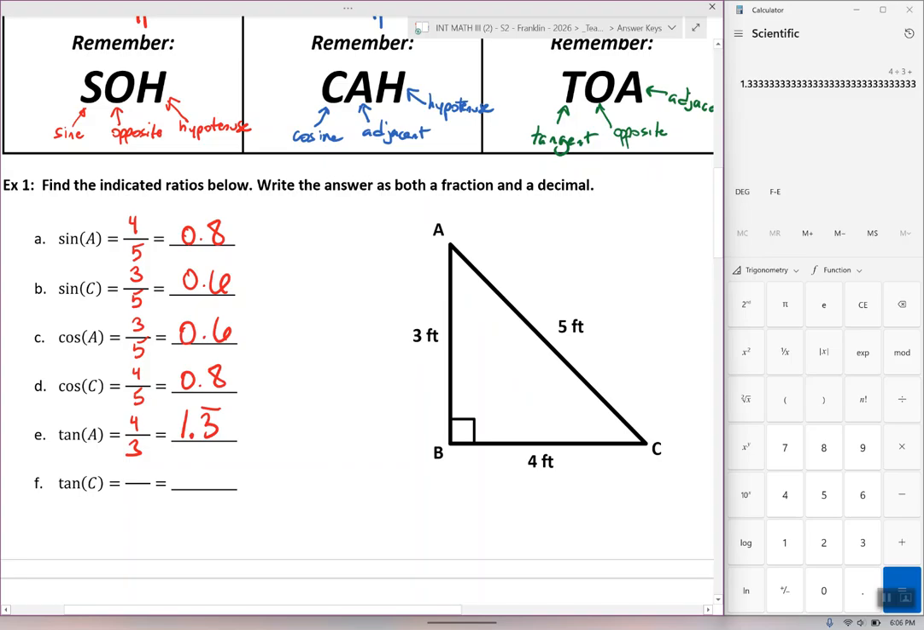And then tangent of C, opposite over adjacent, is 3 over 4, which would be 0.75. Okay, so remembering how those ratios work, it all depends on which angle you are using as your perspective. And then you're looking at the opposite or the adjacent side to that angle, as well as the hypotenuse.